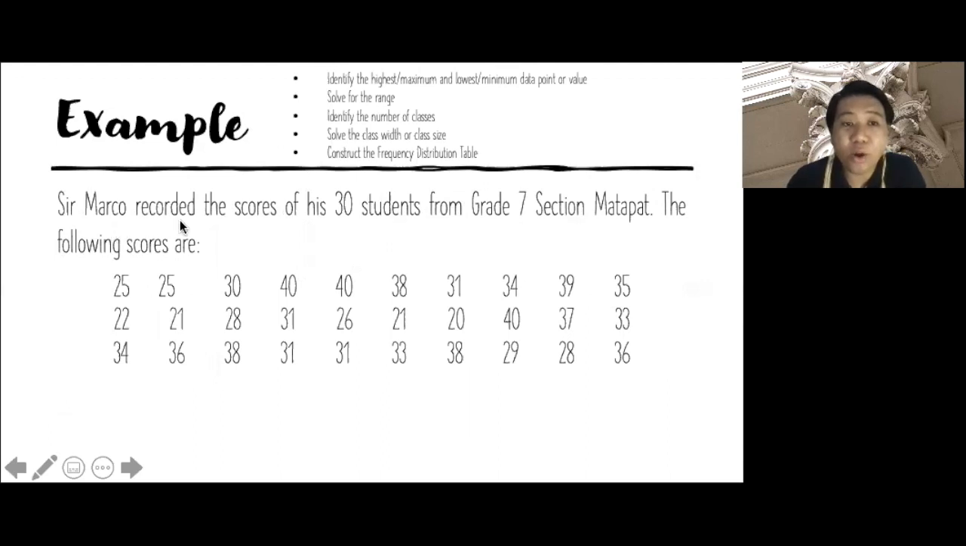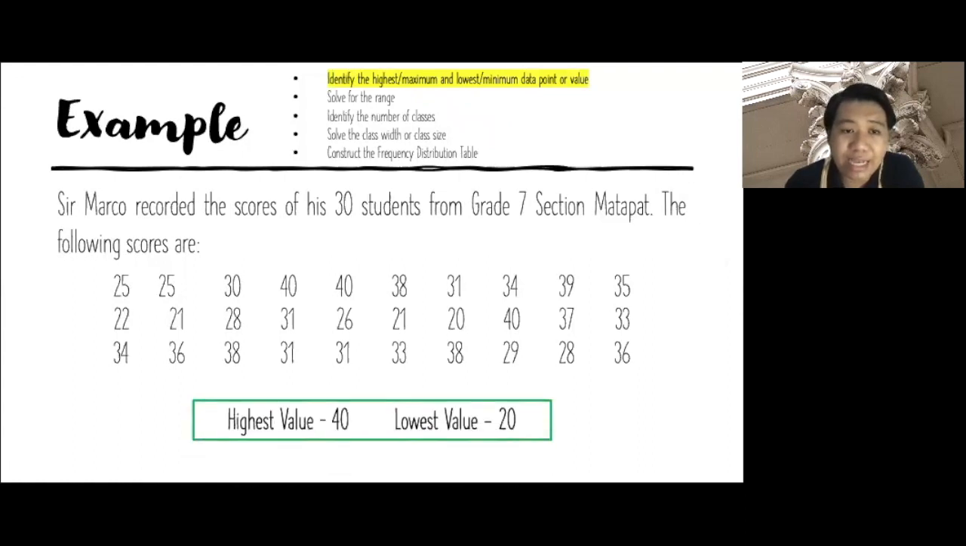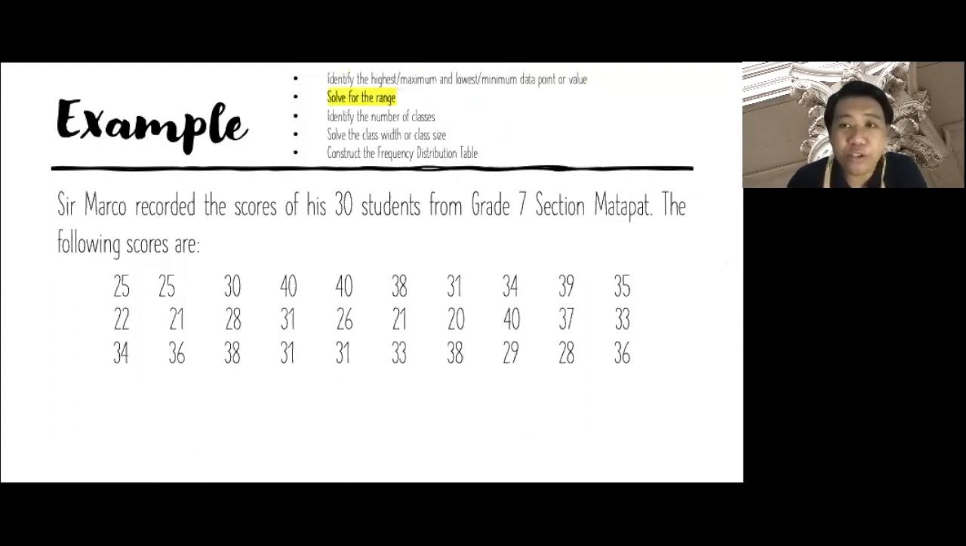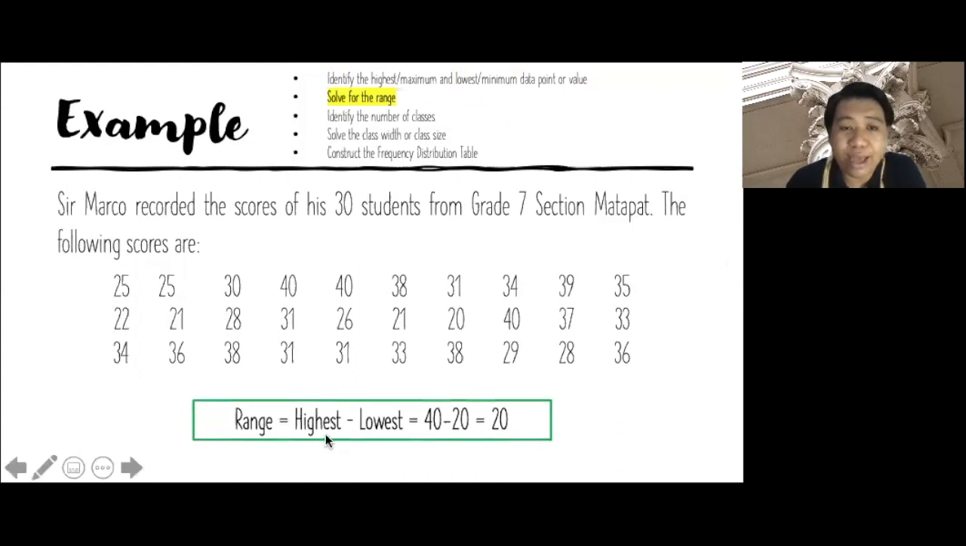Sir Marco recorded the scores of his 30 students from grade 7 section Matapat. The following scores are as follows. Okay, nasa taas po ang ating mga steps para mas madali nating masundan. So let's identify first the highest or maximum and lowest or minimum data point or value. So pag tinignan po natin itong scores na ito, mapapansin natin that the highest value is 40 and the lowest value is 20. So after natin makuha yung highest and lowest score, atin pong isosolve ang range. So the range is equal to highest minus lowest value, or in this case 40 minus 20. So our range is 20.